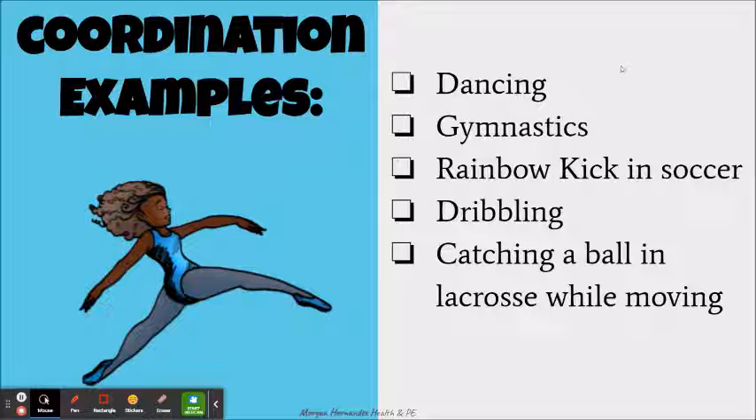of moves. A rainbow kick in soccer, right? Now that requires a lot of coordination as well. Dribbling, whether it's in soccer or in basketball, you're using your hands and your eyes to dribble a basketball. That's using coordination, and you're using your feet and your eyes at the same time to foot dribble in soccer. Catching a ball also requires coordination. There are many, many examples of coordination in different types of sports. You will learn them in upcoming lessons.